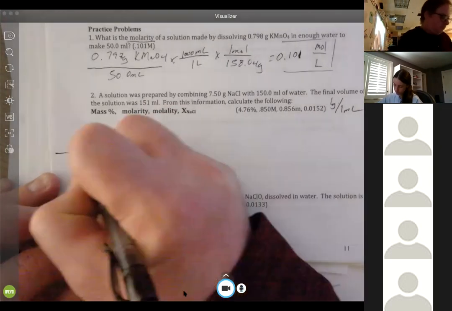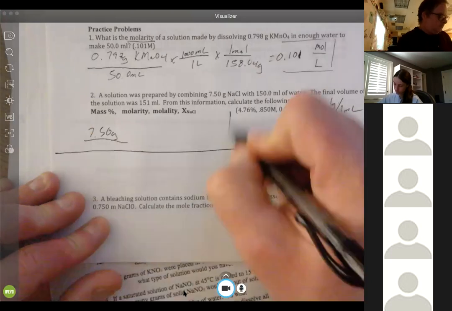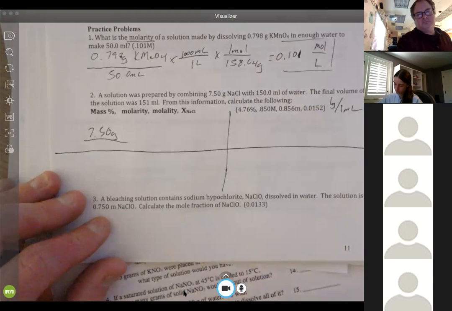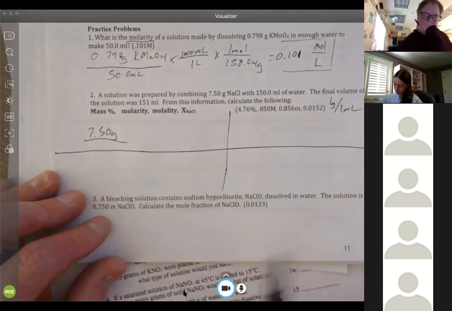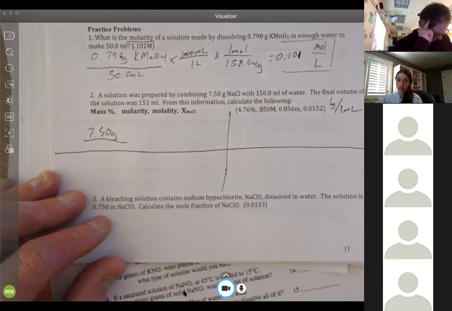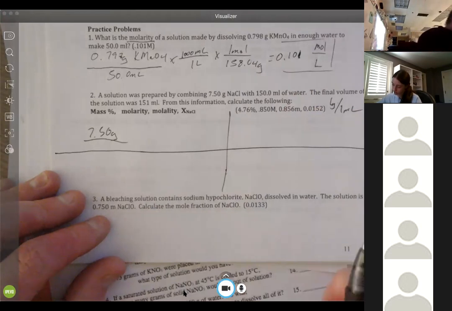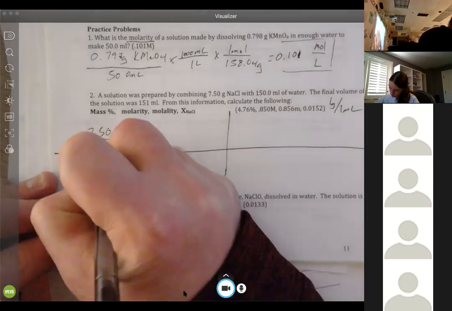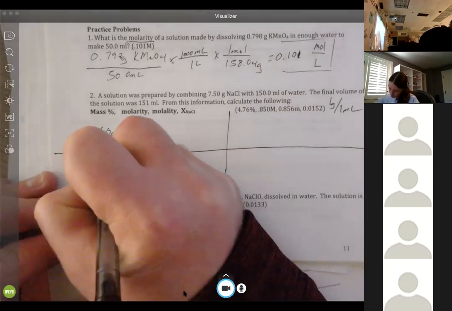Nope. That's not a mass. Oh, sorry. The mass of the solution is 150 grams, right? Nope. Somebody want to help me out? It's 150 plus the 7.50 grams. There you go. So it's 150.0 grams plus 7.50 grams.